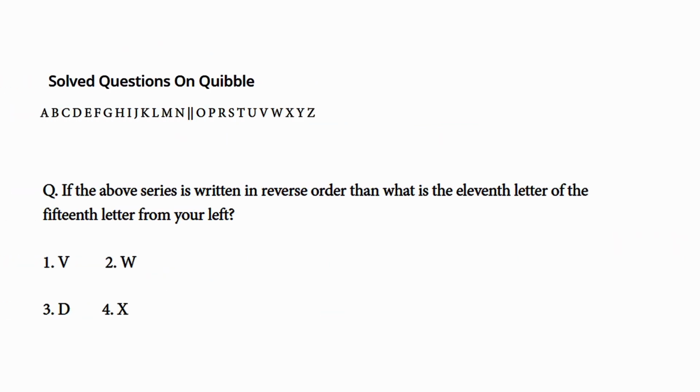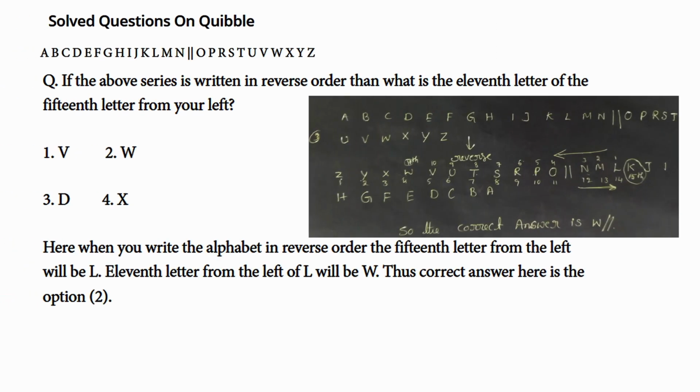Next question. If the above series is written in reverse order, then what is the 11th letter to the left of the 15th letter from your left? So before going to the answer, we have to read the question carefully first. Now the answer is, here when you write the alphabet in reverse order, the 15th letter from the left will be L. The 11th letter from the left of L will be W. Thus the correct answer here is option 2.